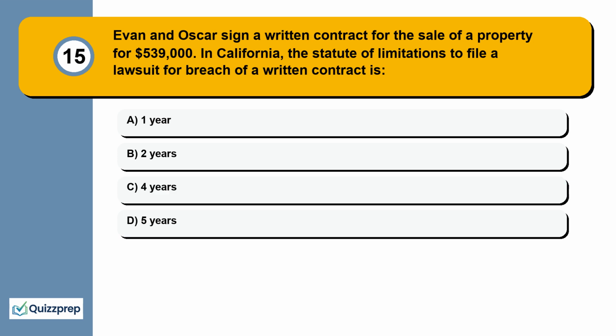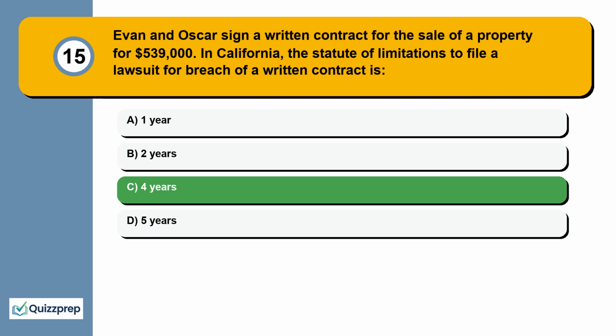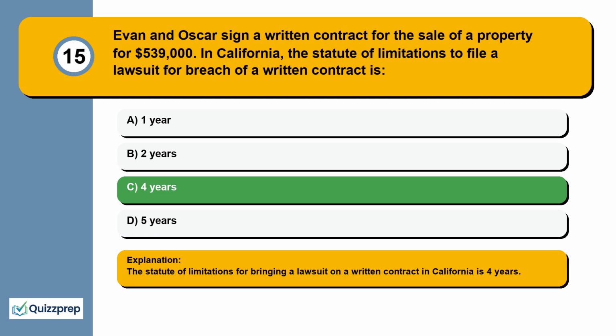Question 15. Evan and Oscar sign a written contract for the sale of a property for $539,000. In California, the statute of limitations to file a lawsuit for breach of a written contract is 1 year, 2 years, 4 years, 5 years. The statute of limitations for bringing a lawsuit on a written contract in California is 4 years.